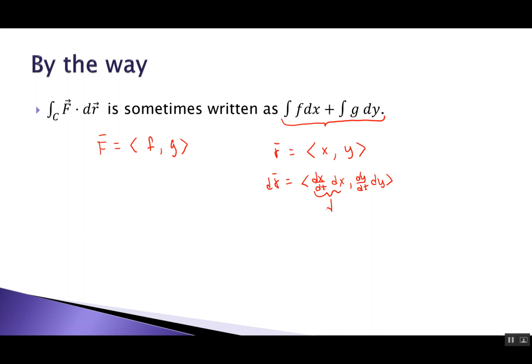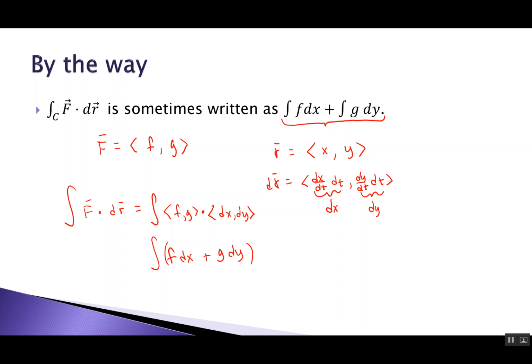Actually, that's a t. I'm so sorry. This whole thing is dx. This whole thing is dy. And so if I'm going to integrate F dotted with dr, that's going to give me f, g dotted with dx, dy. And when I dot that out, that becomes f dx plus g dy. So same thing, just different notation.